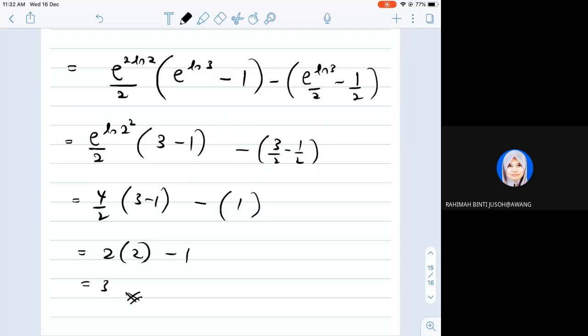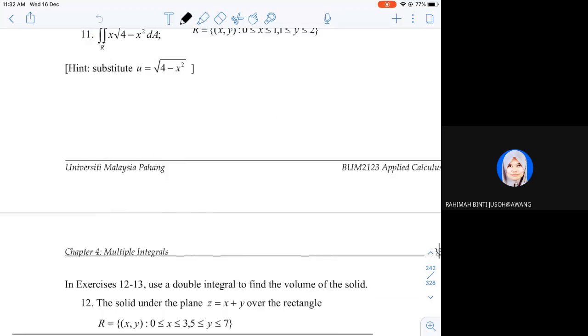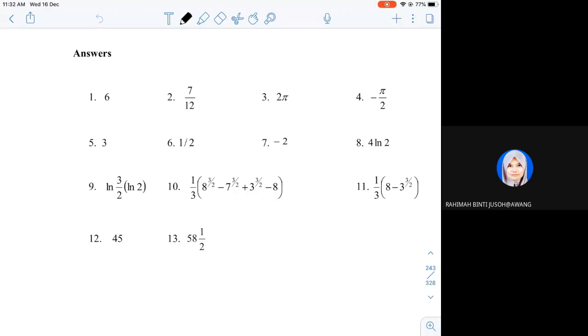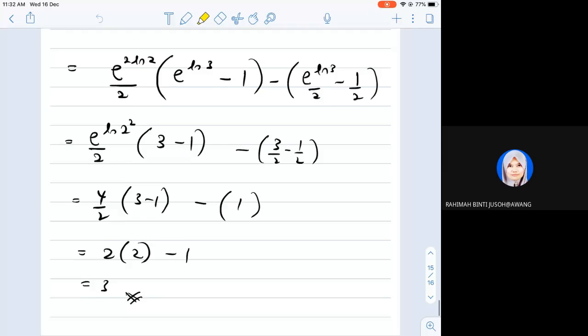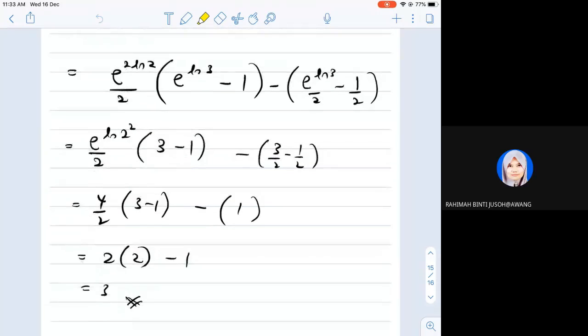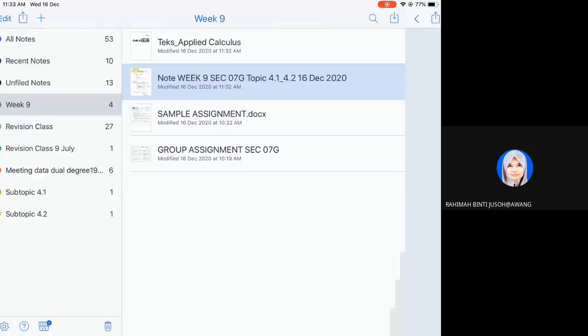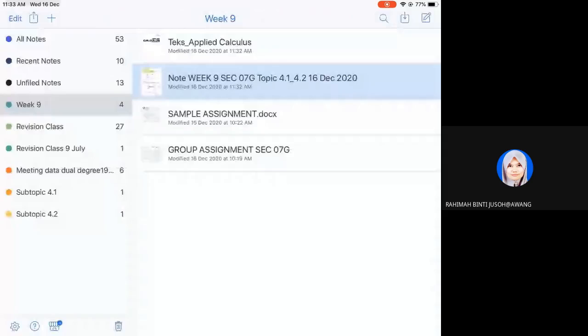Is this correct? Let me check the answer again. Question number 5, we have, oh yes, 3. Okay, so that's the answer. Do you understand what I am doing here? Understand? Okay, good. So now for the next question, let's find another question.